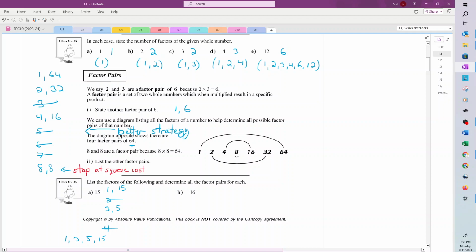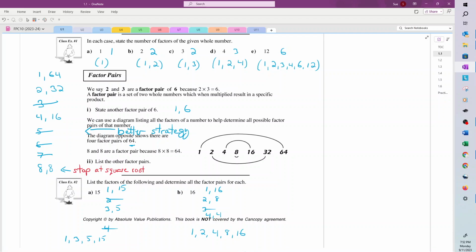16, do the same thing again. 1, 16, 2, 8, 3 doesn't work. 4 gives me 4. So my list of factors, and then the next would be 5, and I've already hit the square root. So I've got 1, 2, 4, 8, 16, and that's all of the factors.